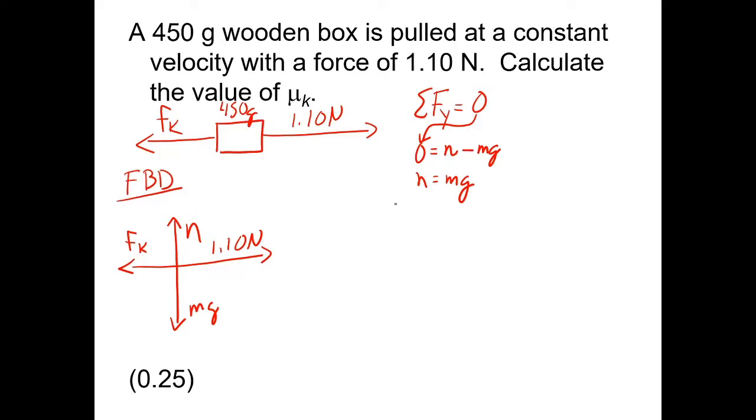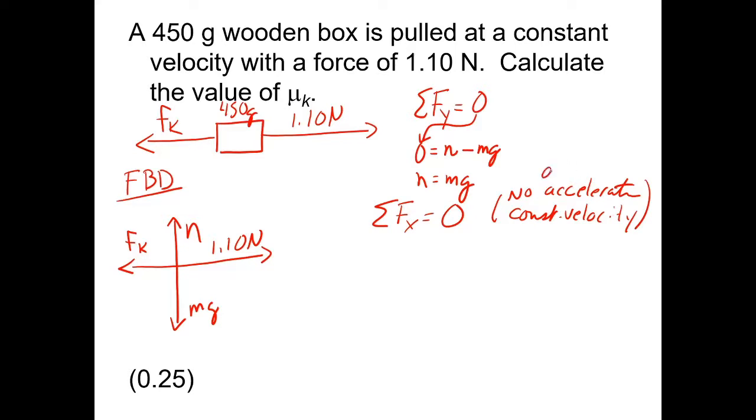We're pulling at a constant velocity. That's important. Because it's a constant velocity, there's no acceleration. So you might think, well, the sum of the forces is ma. It can't be. Even if you tried to put the a in there, well, a equals 0. So the sum of the forces is still 0 because it's constant velocity in the x direction.